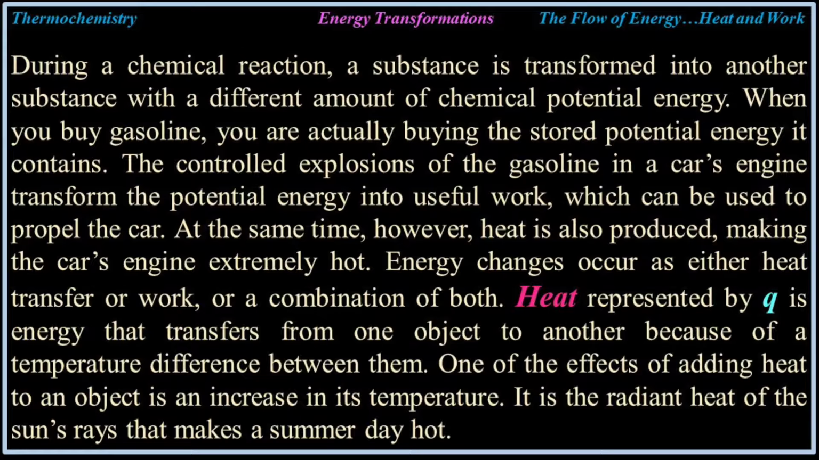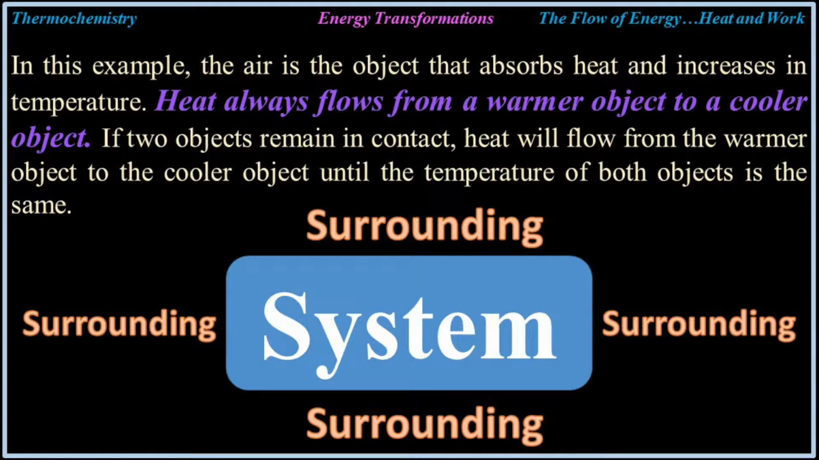Energy changes occur as either heat transfer or work, or a combination of both. Heat, represented by Q, is energy that transfers from one object to another because of a temperature difference between them. One of the effects of adding heat to an object is an increase in its temperature. It is the radiant heat of the sun's rays that makes a summer day hot. In this example, the air is the object that absorbs heat and increases its temperature.